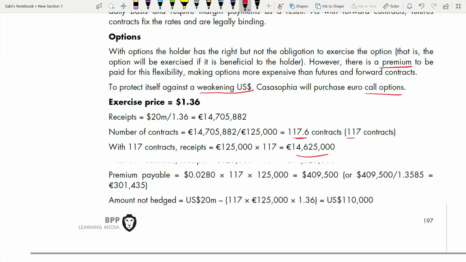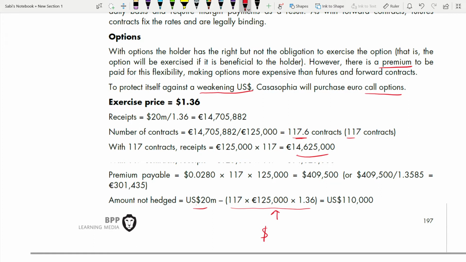So from the 20 million you are minusing the amount already hedged using the option. It is this 117 into 125, which is 14,625 into 1.36, multiplied by the exercise price, so that you get it in terms of dollar. Because both of these have to be in dollar. Because this 20 million is in dollar, so this portion also has to be in dollar. It cannot be dollar minus euro. You cannot do it. Most of you forget to multiply by 1.36, that is your exercise price.